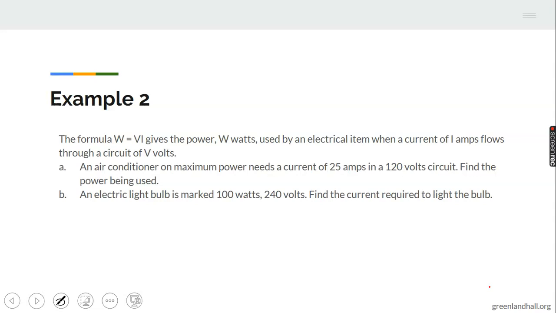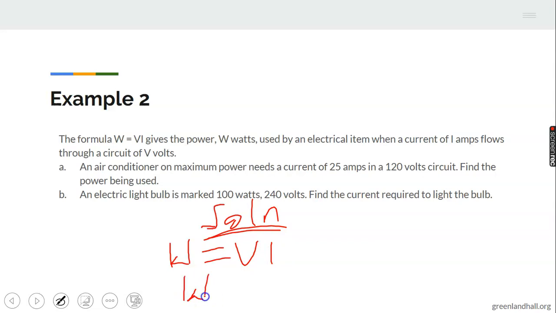What is your formula? Solution. W equals VI. Your I is the current and your V is the volt. What is the power? That will be W equals, your V is 120, then multiply by 25.